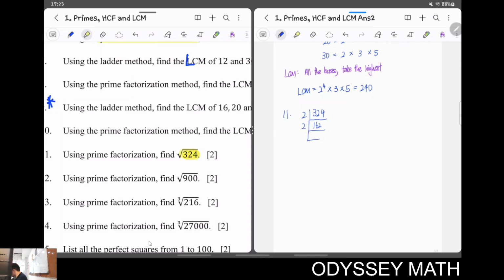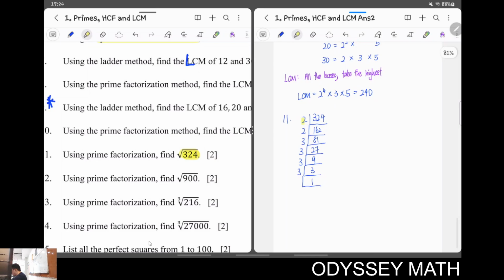That will give us 81. And then we divide it by 3. Well, that will give us 27. And then we divide by 3 again. That will give us 9. We divide by 3 again. That will give us 3, and we divide by 3 again, all the way until 1.